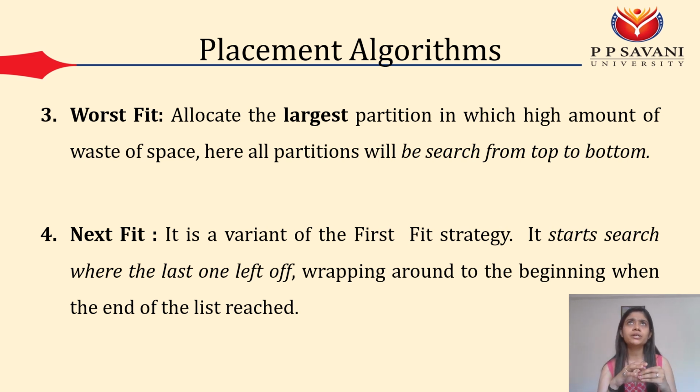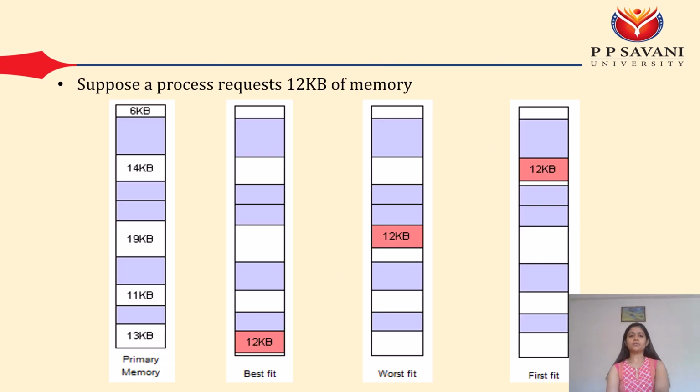In first fit, whichever first partition the operating system finds that is big enough to store that particular process is going to be allocated to that process. In next fit, it works accordingly, but it will start the search where the last one left off. Wherever we stopped the last allocation, from that point onward the searching is going to start. In first fit, we always start from the topmost partition of the main memory. So we have created this particular example over here.